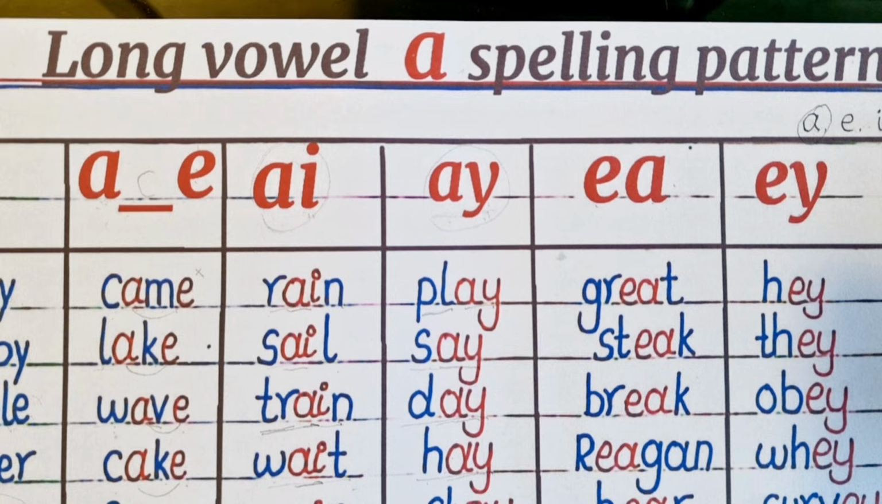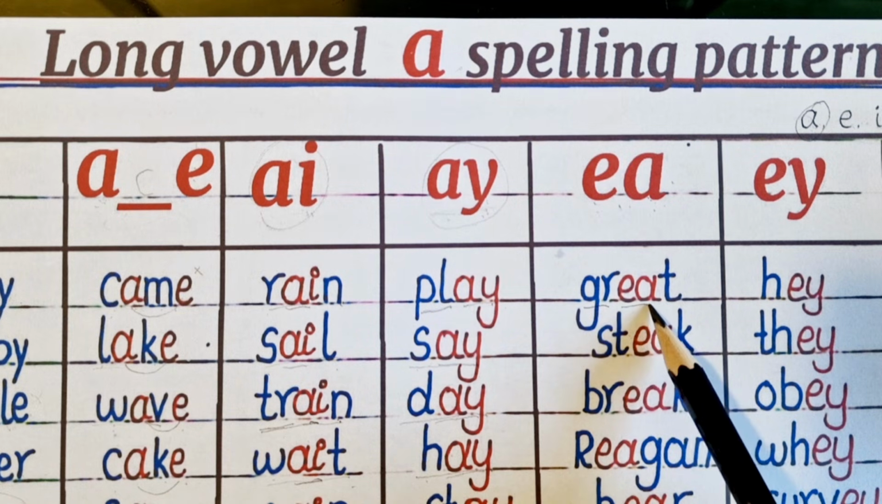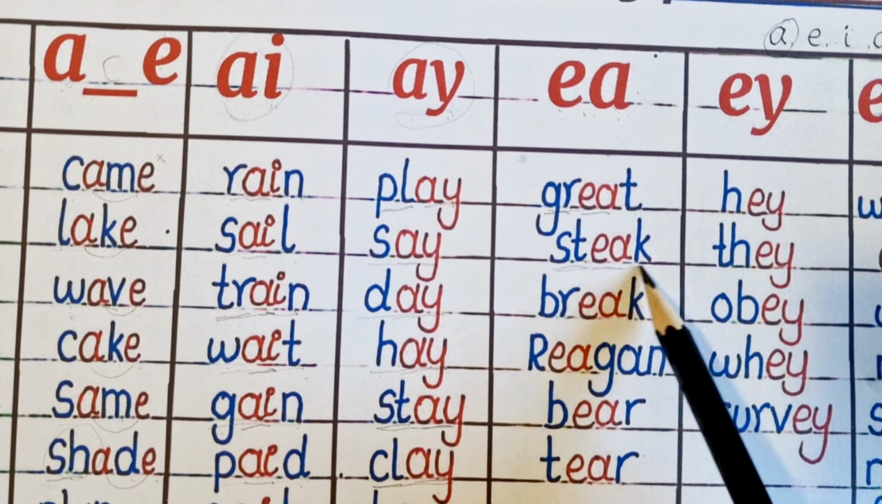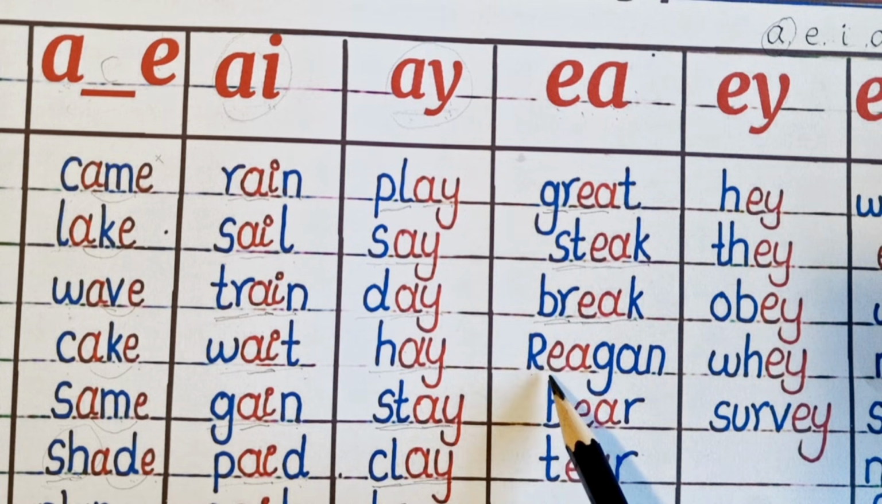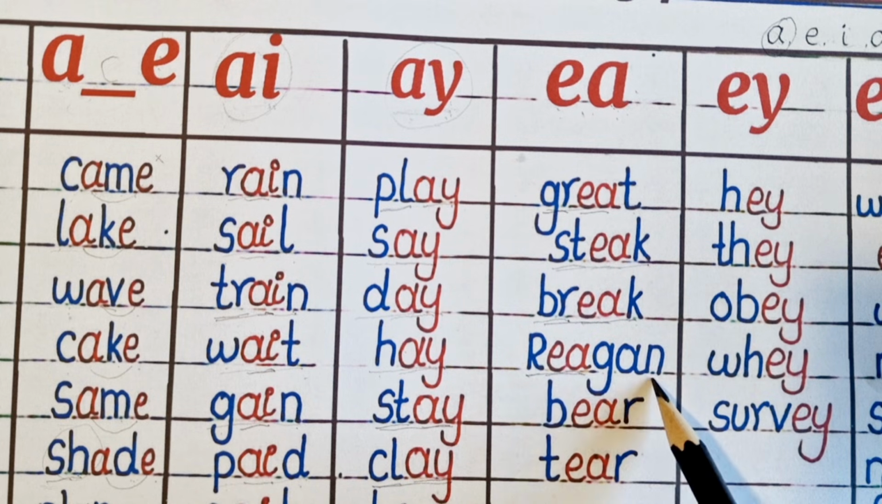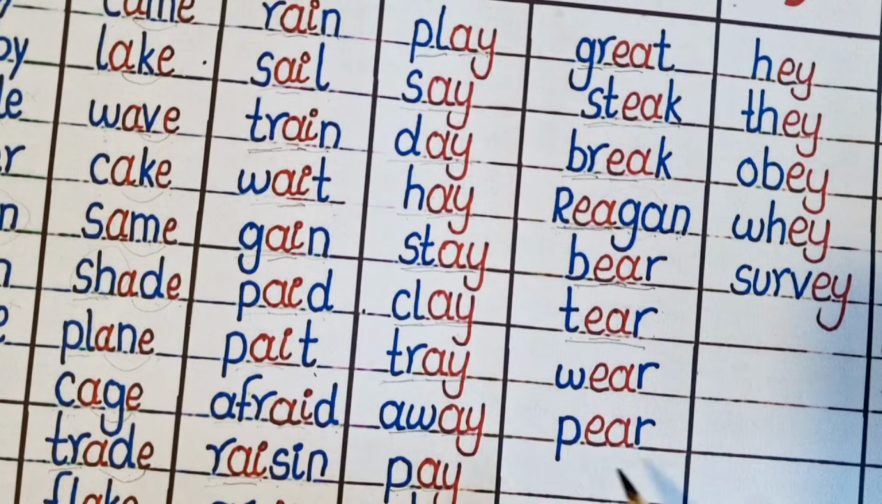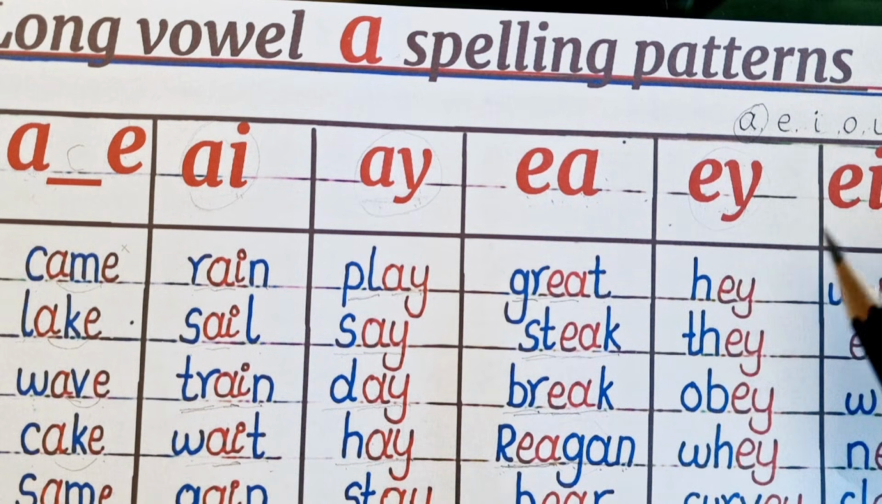A. Next spelling pattern is E and A joined together make the long vowel A sound. As in gr, a, t, great. St, a, k, steak. Br, a, k, break. B, a, bear. T, a, tear. W, a, wear. P, a, pear.